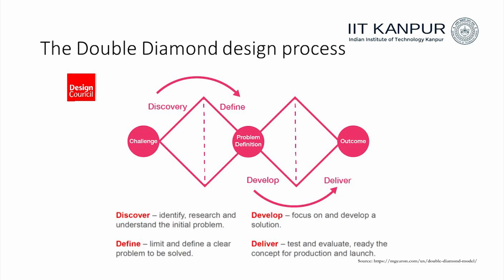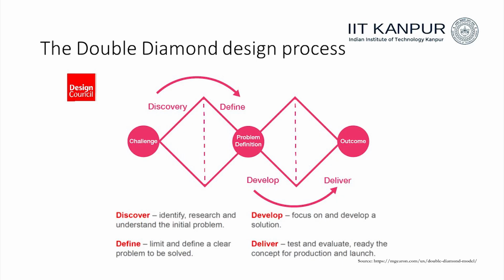Well, we start with the design challenge. So, let us say the design challenge is to design a rover that will walk on the surface of Mars. And we then analyze the problem. We go through a phase of discovery. So, in this phase of discovery, we identify the problem. What is the problem that we want to solve? We research the problem, and having identified and researched the problem, we then come to an understanding of the initial problem. So, we develop a deep understanding of the initial problem. So, we spend a lot of time in the discovery phase.